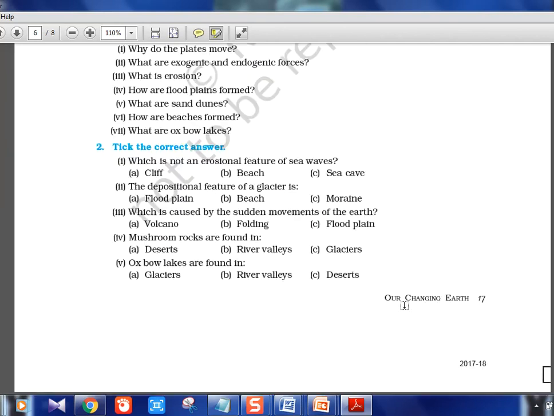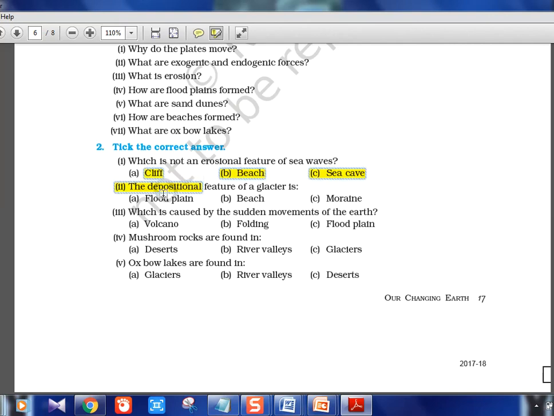Well, these are 5 simple questions. Which is not an erosional feature of a sea wave? Cliff can be told, or beach, maybe. Sea cave is erosional; we have seen the sea cave, the sea arches, and stack. Sorry, I got confused with depositional and erosional. Erosion means it's eroding, so beach is deposition.